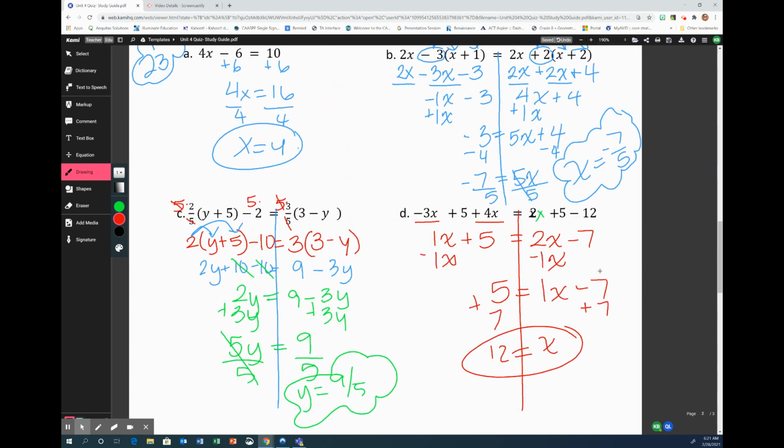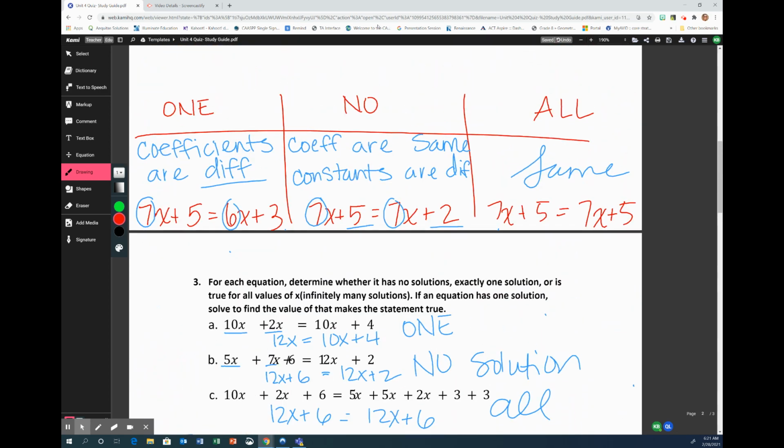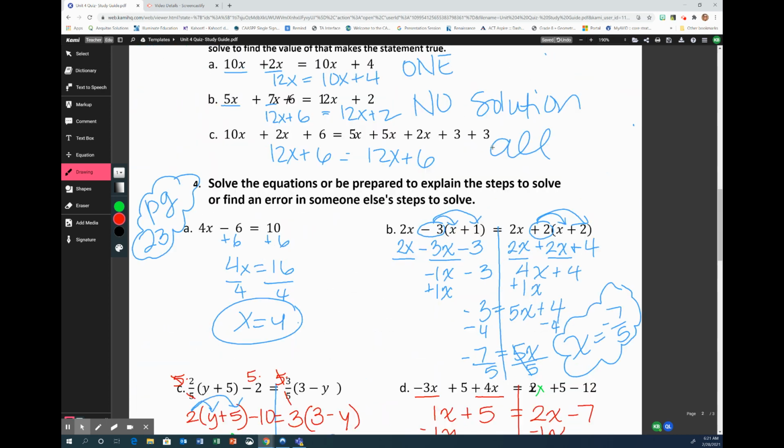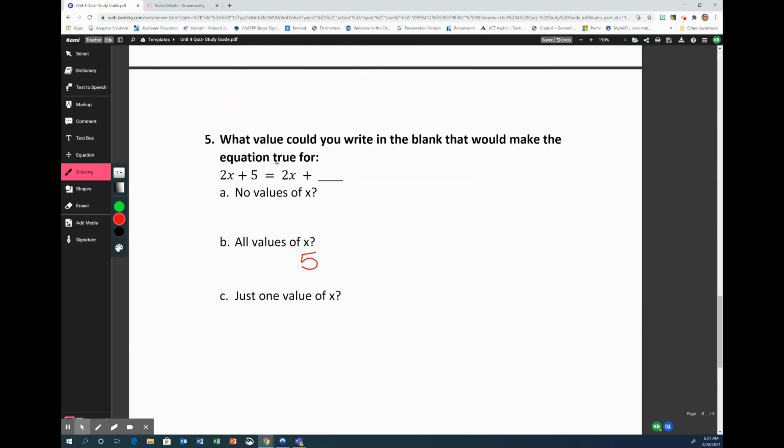Okay. No solution is the middle one here. Coefficients are the same. Constants are different. Okay, so the coefficients are already the same. I need the constants to be different for no solution, so any number besides 5. Just one value.